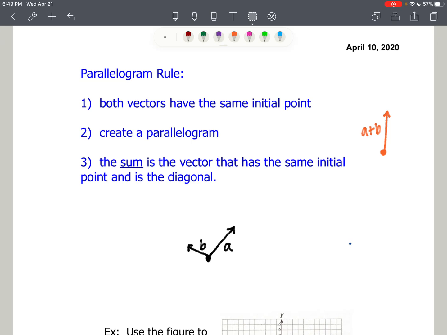So here we have the vectors that have the same initial point. We are now going to create a parallelogram. So we know that a parallelogram has opposite sides that are parallel. So we can draw something that we think is a parallelogram, but you can see that my drawing is going to be an estimate. Now, if I want to be a little bit more accurate, I might do something like this.